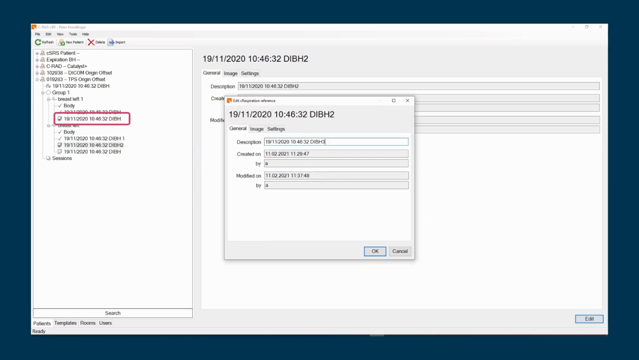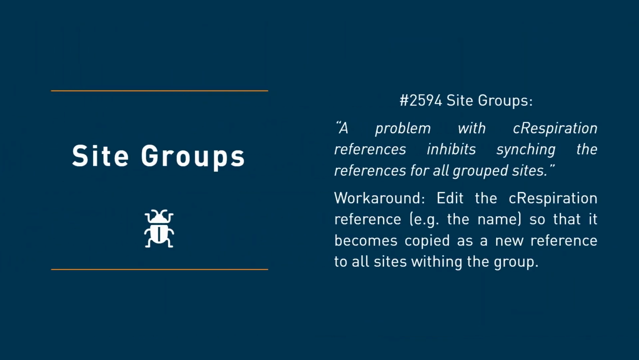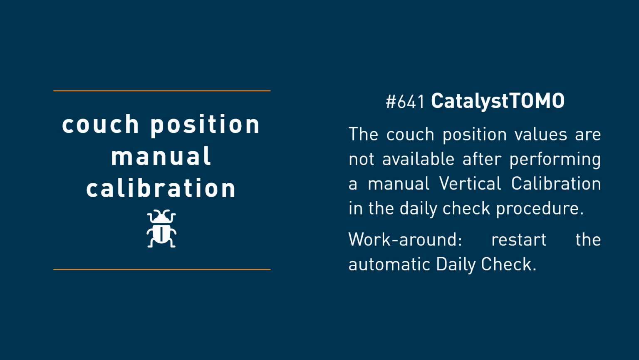Another issue concerns only Catalyst Tomo installations. In the daily check mode, Catalyst does not display a couch position value when you perform the vertical calibration manually instead of automatically. You can get around this by restarting the daily check, which therefore restarts the automatic vertical calibration.